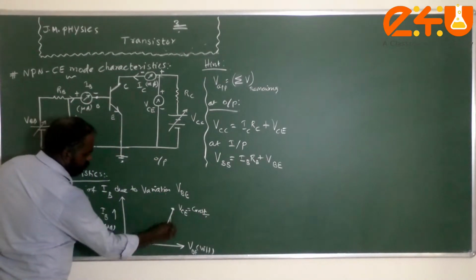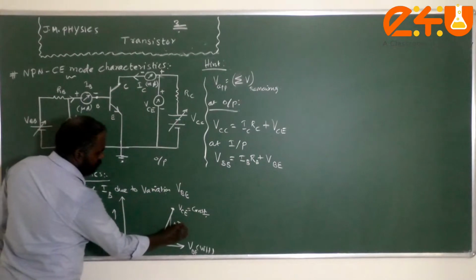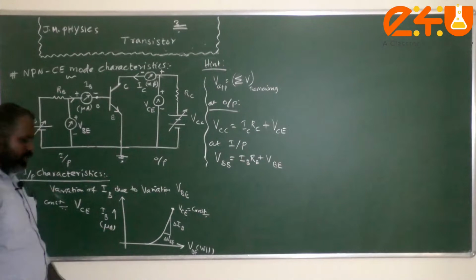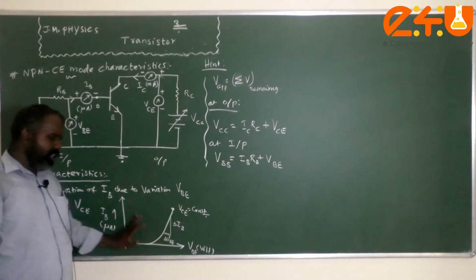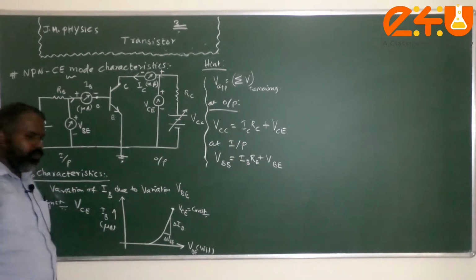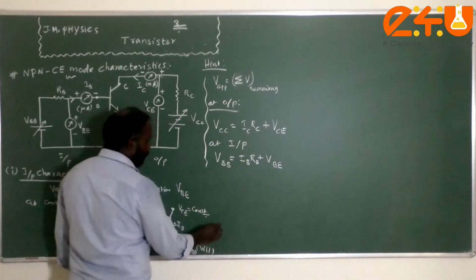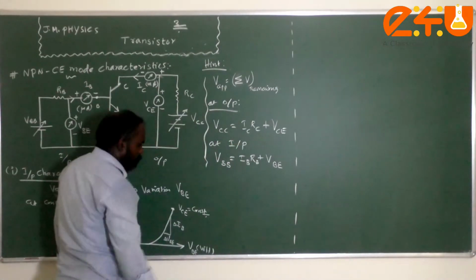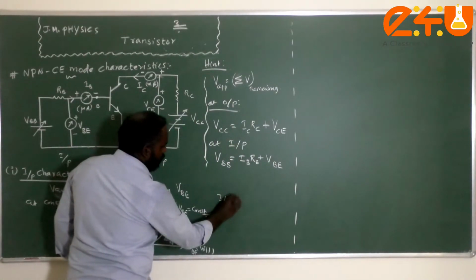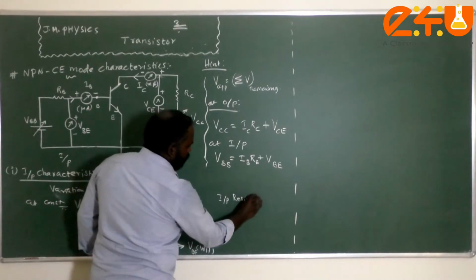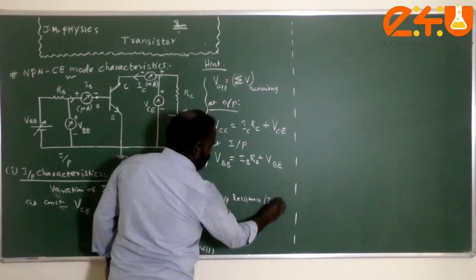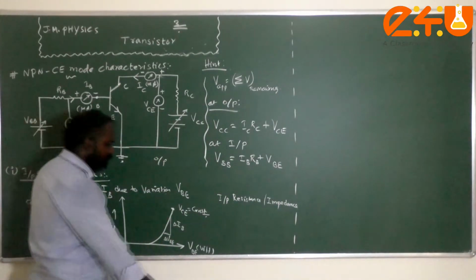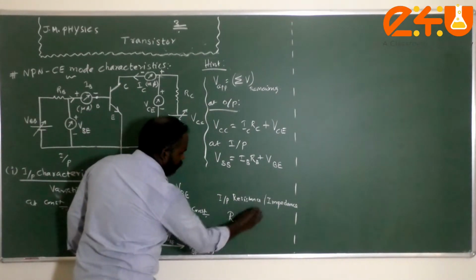Now we just take the slope, which is delta IB and delta VBE. We know that the ratio of input voltage to the current is called input resistance or impedance. In some books it may be given as impedance. Therefore I can write that as R in.